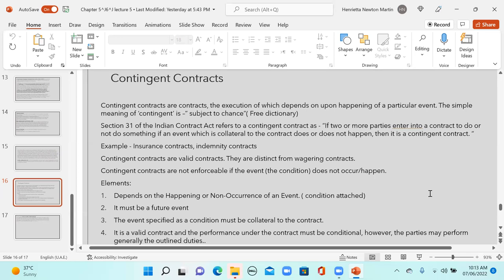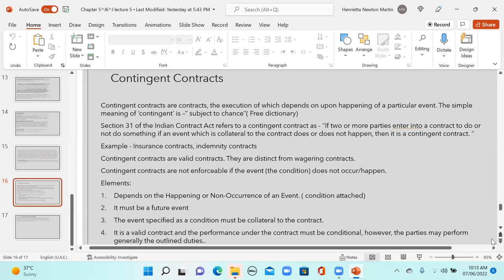So contingent contracts are valid contracts. They are distinct from wagering contracts. Wagering contracts, for example lottery tickets, are different from contingent contracts. Contingent contracts are valid contracts, and they are not enforceable if the event does not occur or happen.